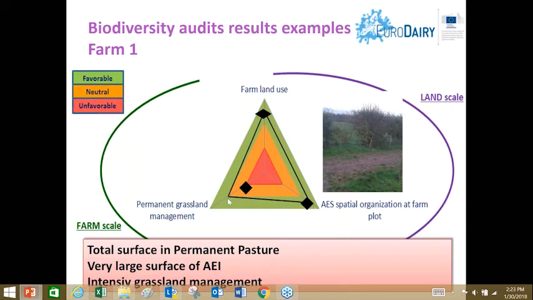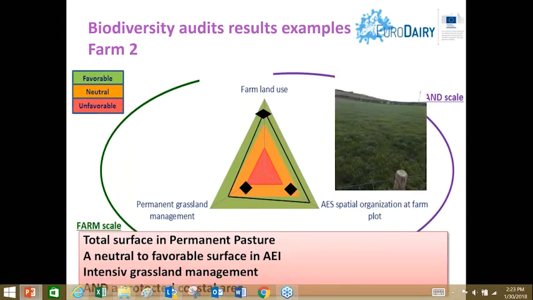And the third point of the audit was about grassland management. On this farm, the farmer had a very intensive grassland management in the field. But we can say that this intensive management is compensated by a very favorable farmland use and very favorable semi-natural habitats. So I would say that the farmer found a way to balance his intensive management on grassland.